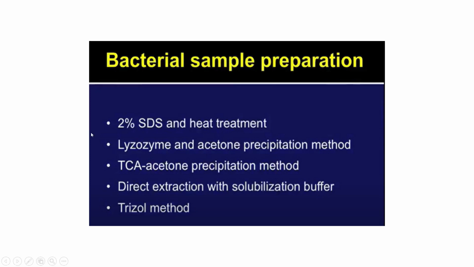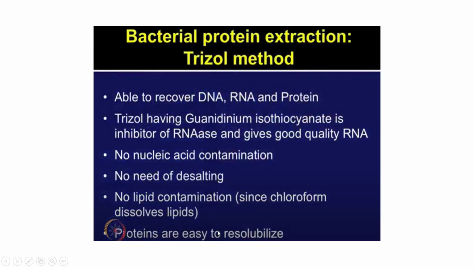So what do you use? You can use heat treatment for bacterial sample preparation. You can use the precipitation method, or direct extraction, or use a solubilization buffer, or you can use the Trizol method as well.